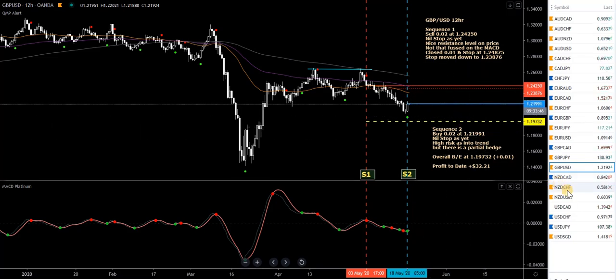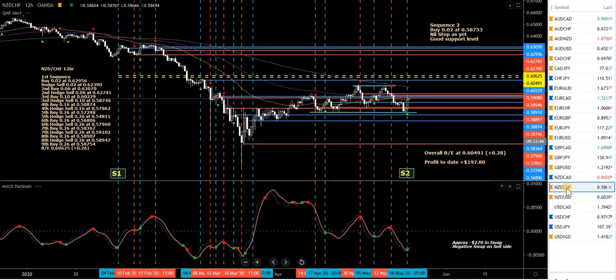And here's my dog's breakfast, as I like to call it, my ugly trade. New Zealand Swiss, I've been in a lot of trades for a long time. Here's sequence one, so all the notes are over here. So sequence one, let's start with that. I've taken a new buy trade here, so that's my ninth buy trade. For real. It's never ending, this one.